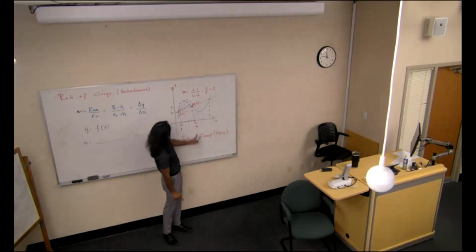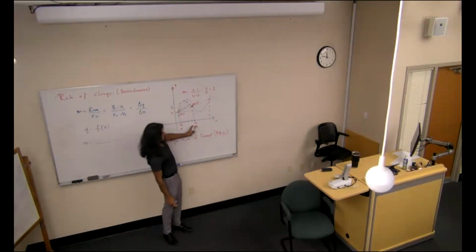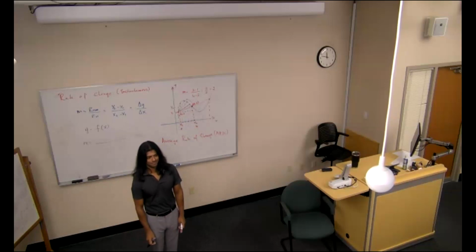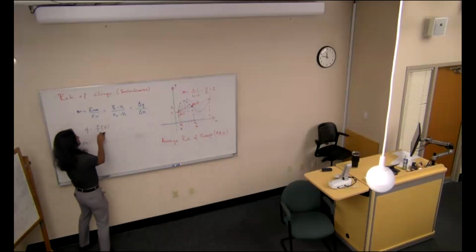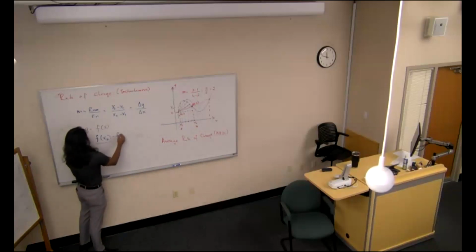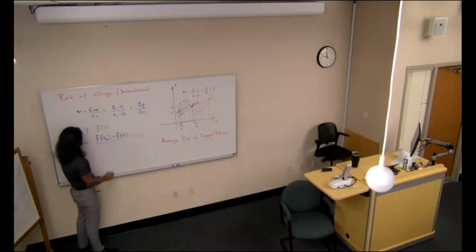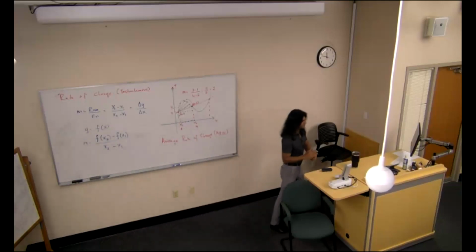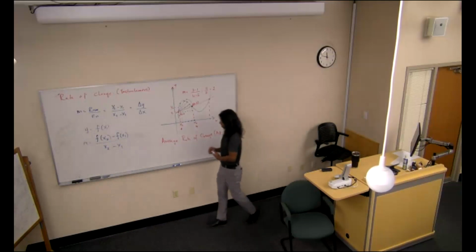You plug in. Close, very close. If you have x2, how do you get that y value given the function? Give us a hint. Doug? Plug it into the function, right? So if I plug in x2, I'm going to get y2. If I plug in x1, I'm going to get y1. So I'm going to rewrite the numerator as f of x2 minus f of x1 divided by x2 minus x1. Good. You see where I'm going with this? Things are slowly developing.